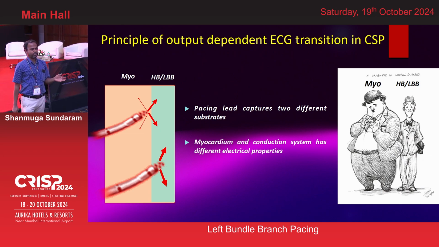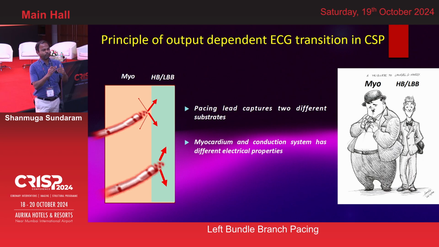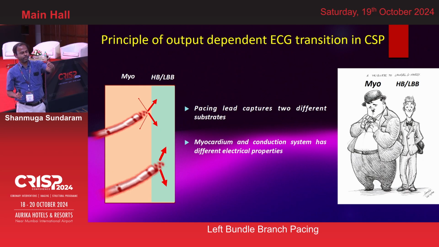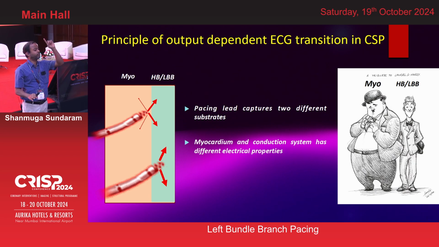So the excitability matters. When you reduce the output from high to low, at one particular point one of the substrates will lose its capture, so only one will be conducting down. For example, at 5 volts, both septal muscle fibers and the left bundle fibers are captured, so it will conduct down. But when you reduce the output, probably around one volt, the myocardium will lose the capture, so only the left bundle alone will be conducting. In this case, it can be easily appreciated on the surface ECG as a change in QRS morphology, because previously two substrates were capturing, now only one substrate is capturing. So that change in QRS morphology occurs only if the lead was capturing two substrates.